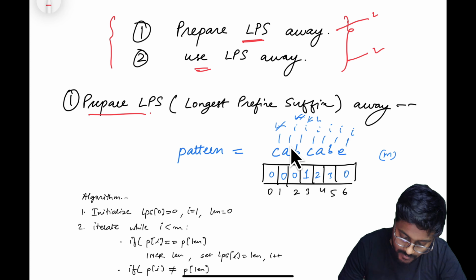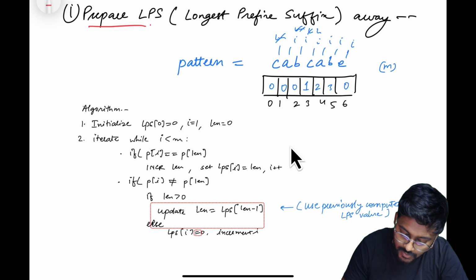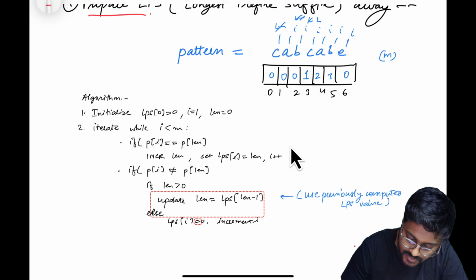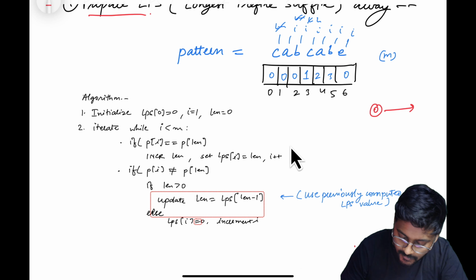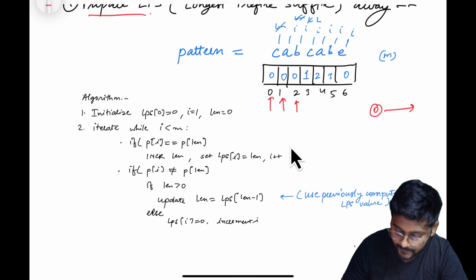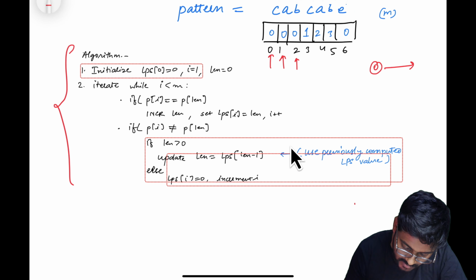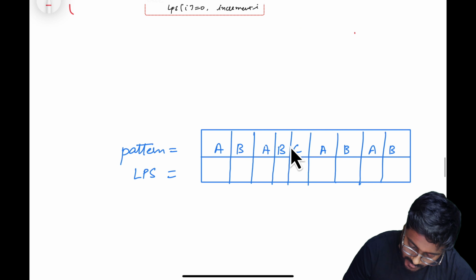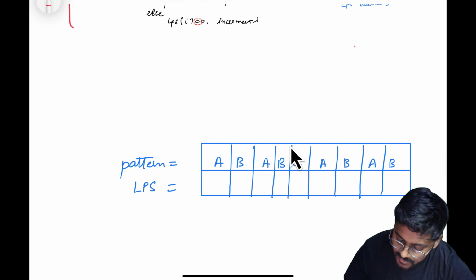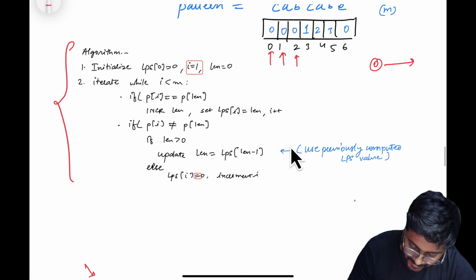Let's prepare the longest prefix suffix array. From the pattern we have to compute the LPS value for every substring starting at 0. So this value is of substring C, this value is of substring CA, this is the value of CAB, and so on. This is the algorithm for that. Initialize LPS[0] with 0, I equal to 1 and length equal to 0. Let me take this example: AB, AB, C, AB, AB. We are going to work on this example using this algorithm.